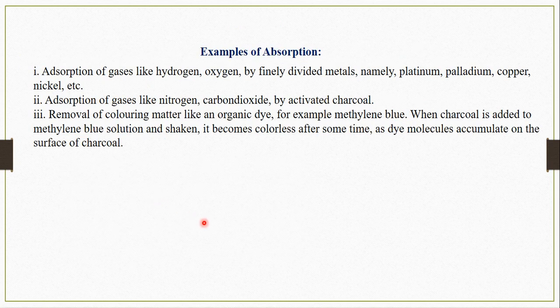Next we'll see a few examples of adsorption. Adsorption of gases like hydrogen gas, then oxygen, and finely divided metals like platinum, palladium, copper, nickel, etc. These are examples of adsorption. Then adsorption of gases like nitrogen and carbon dioxide on activated charcoal is also an example of adsorption.